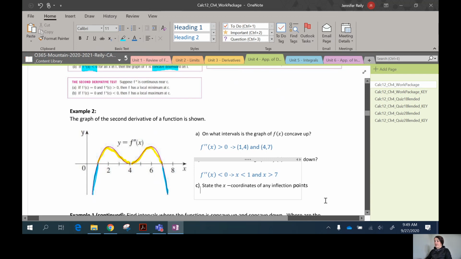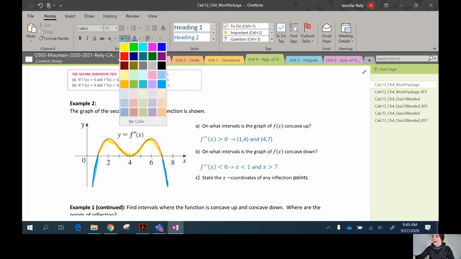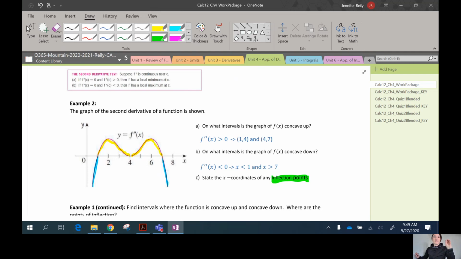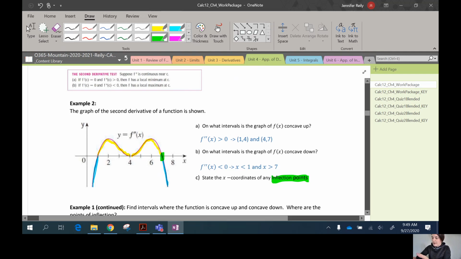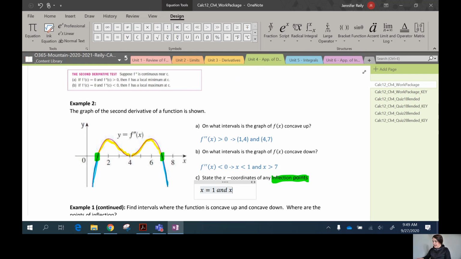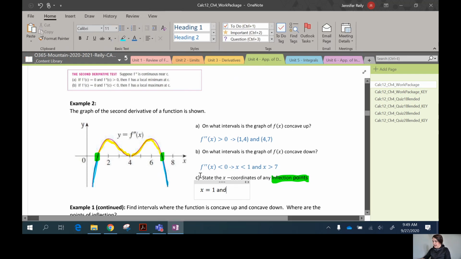Okay, and state the x coordinates of any inflection point. So there's that new word again. Remember that means wherever the concavity of the graph changes, wherever the second derivative goes from negative to positive or from positive to negative. These are places where the second derivative is 0 or undefined. Not always, it's not always the case that when it's 0 it's going to switch, but those are places where it could switch. So we can see it switches from negative to positive at x equals 1, and x equals 7.